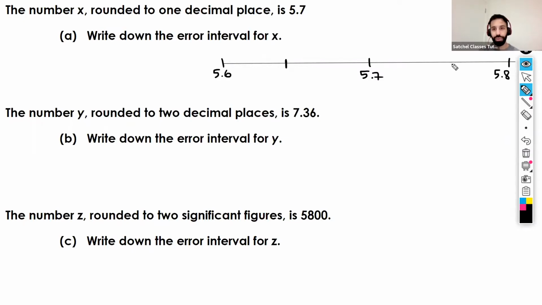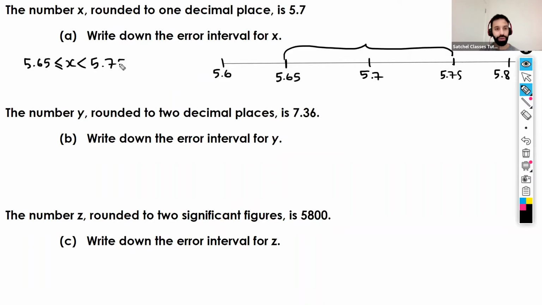And our error interval would be the numbers between 5.6 and 5.7, where that's going to be 5.65. And this is going to be 5.75. Sorry, I know it doesn't look perfectly symmetrical. So here it is. All numbers within this error interval will round to 5.7. So our error interval would be our lower bound, which is 5.65, is less than or equal to x, and x is less than 5.75. And once again, this is how we would write the error interval.